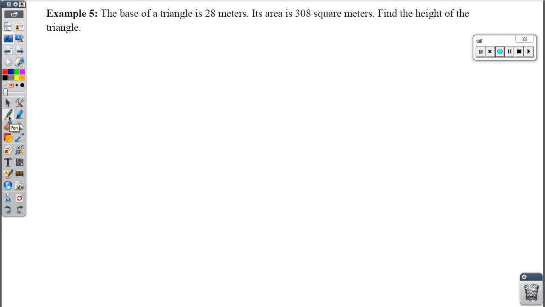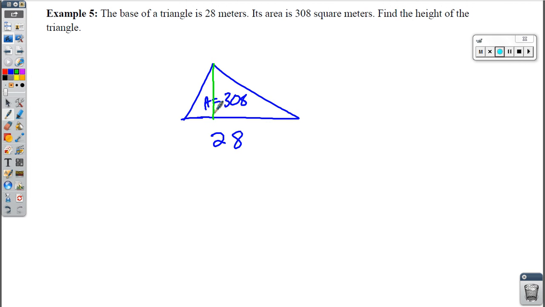Last example. Base of a triangle is 28 meters. Its area is 308. It says find the height. Okay, so the height is going to be the distance here in green. Well, we don't know what that is. We'll call it h. But what we can do is we can just set up the formula and then solve for h. So we know that the area is equal to 1/2 the base times the height.